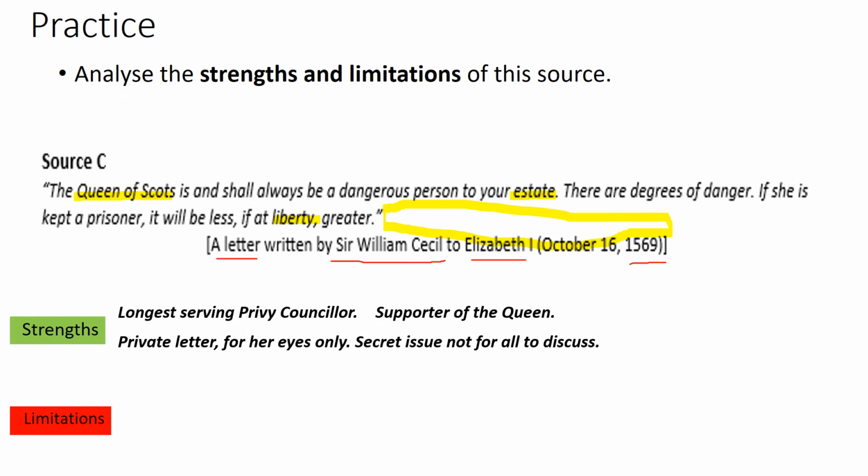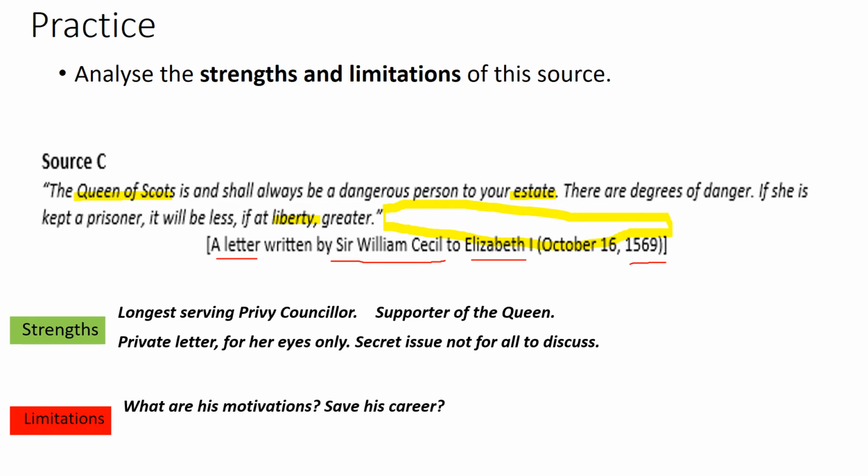Now, sometimes the limitations are a bit harder for us to find. The first question we have to ask ourselves is, why is he telling this to Elizabeth in the first place? And some of us might think, he's trying to save the Queen to keep her alive. But what are his motivations? Imagine if Elizabeth is murdered by Catholic plotters and Mary, Queen of Scots, becomes the next Queen of England. Who's going to be the first person fired from the Privy Council? Well, it's going to be William Cecil. He's a Protestant.